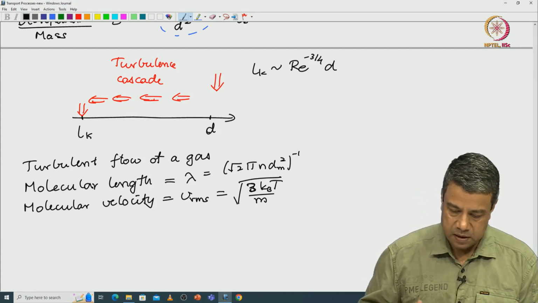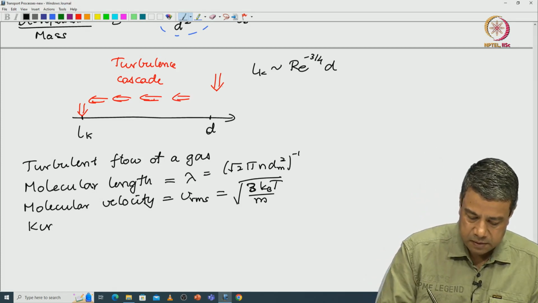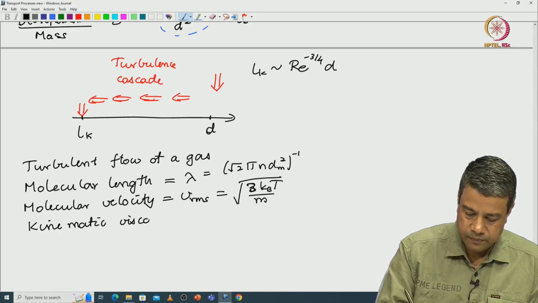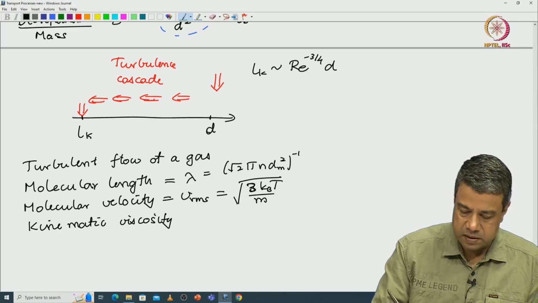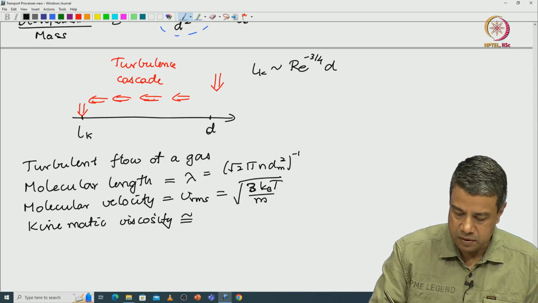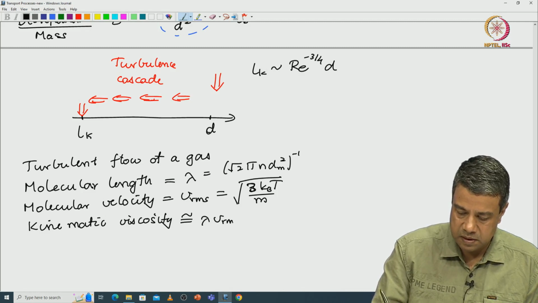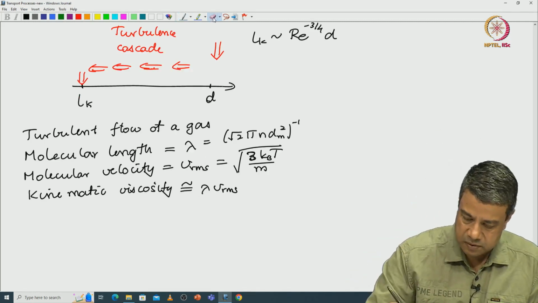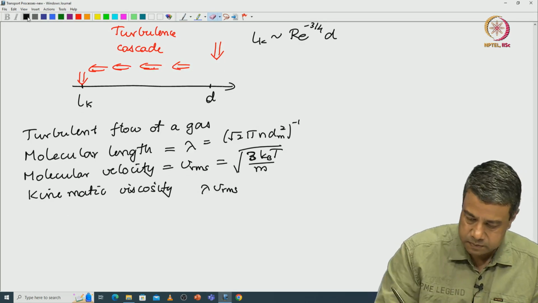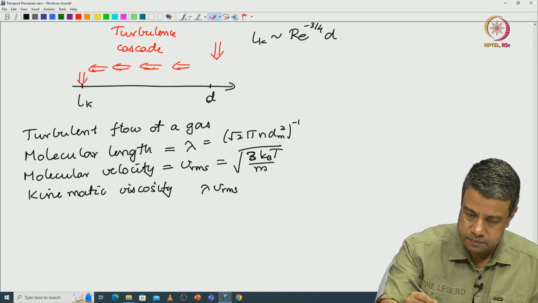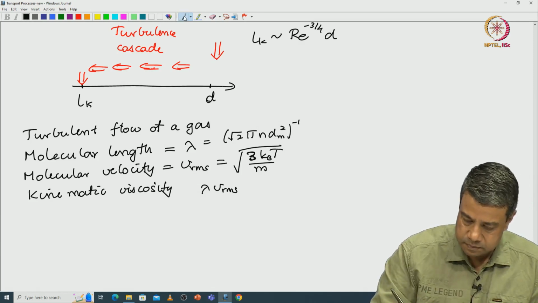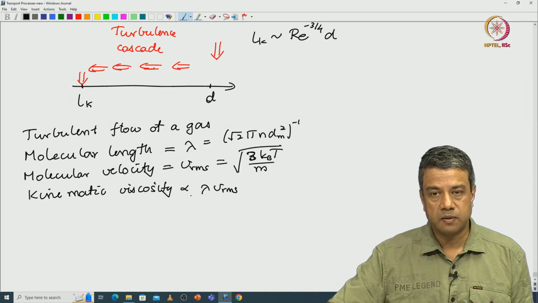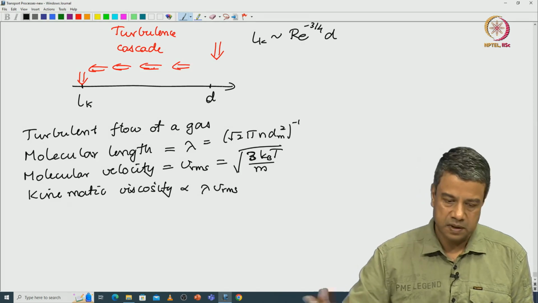And the kinematic viscosity is proportional to lambda times Vrms, to within a multiplicative constant. So, I will just write it as proportional to rather than approximately equal to. So, what is the ratio of the Kolmogorov scale divided by the mean free path?